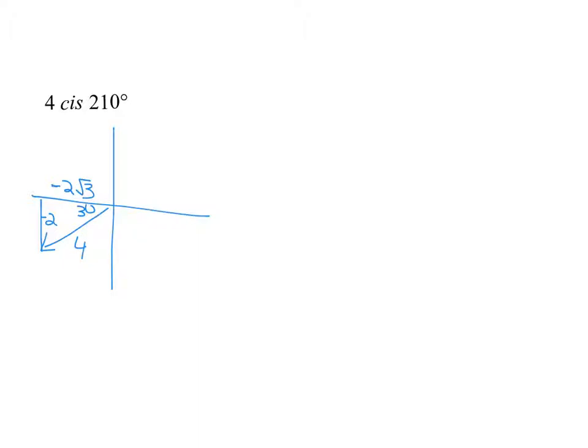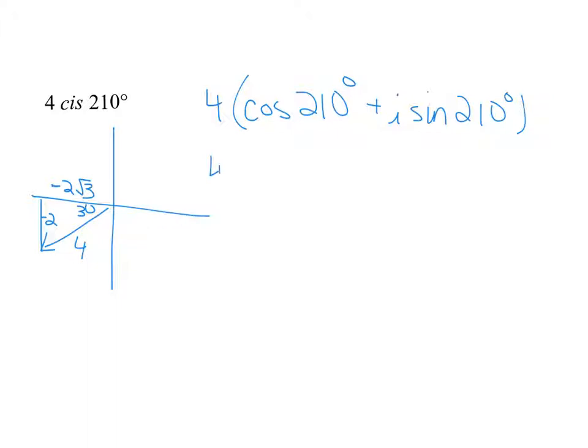So now what we need is to write this out longhand. This is 4 times the cosine of 210 degrees plus I times the sine of 210 degrees. And we're going to use the little triangle that we just wrote right there. So this is 4. The cosine of 210 degrees is negative. Everything's negative but tangent in the third quadrant. So the cosine is negative 2 root 3 over 4. That's my adjacent over hypotenuse, plus I times the sine, which is negative 2 over 4, okay?